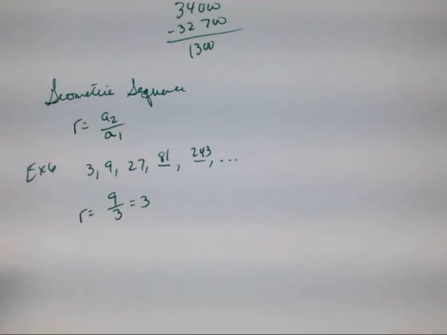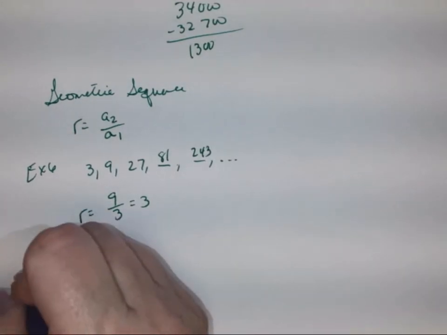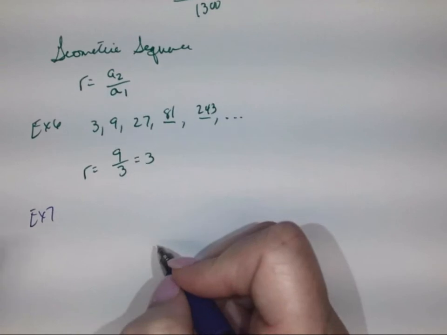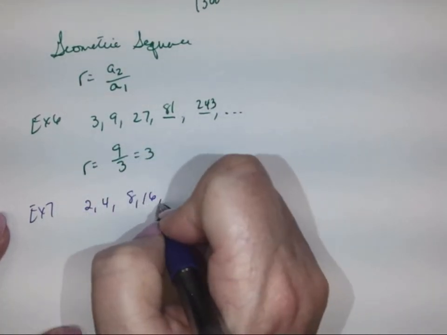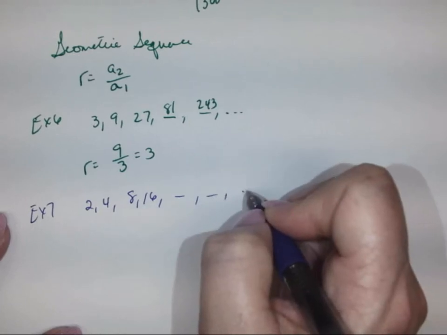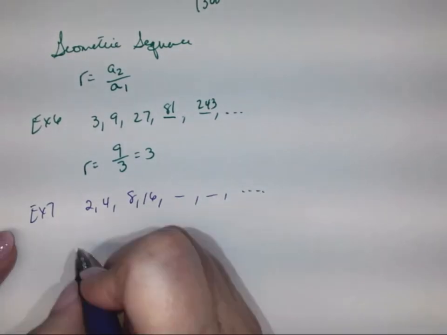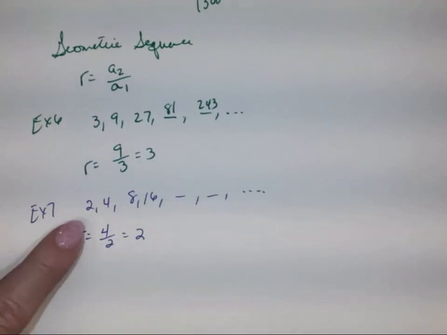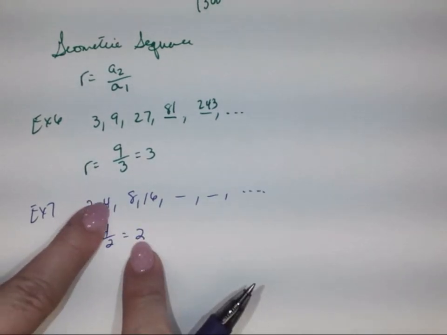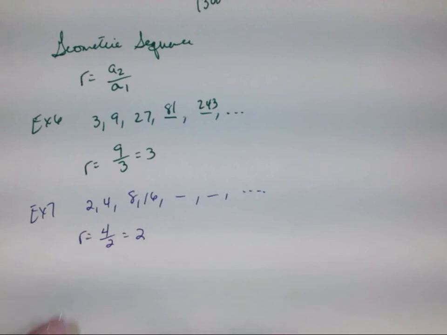So if we look at example 7, we are given 2, 4, 8, 16. If we want to find our r, it is 4 divided by 2, which is 2. Well, 2 times 2 is 4. 4 times 2 is 8. 8 times 2 is 16. So that is the correct ratio. You always want to make sure that your ratio is correct.